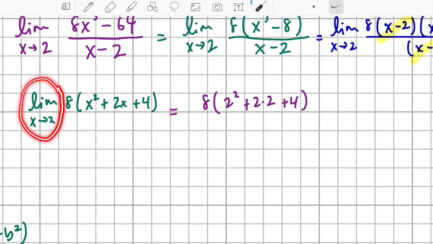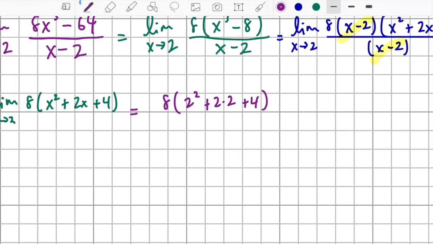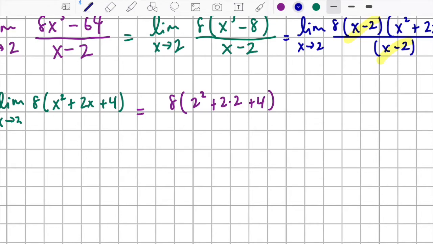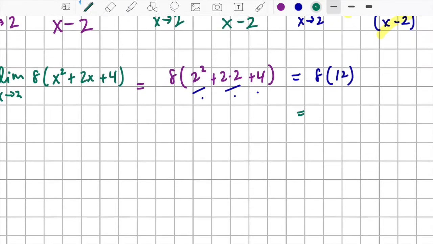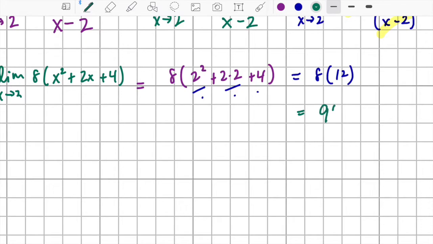Notice that the limit sign is no longer there. You don't need it anymore once you plug in. So if we use a calculator or not, you don't have to. Let's see. 2 squared gives me 4, and 2 times 2 gives me 4. So I have 4 plus 4 plus 4. That is 12. 8 times 12. And then if I multiply 8 times 12, that gives me 96, and that is our answer.